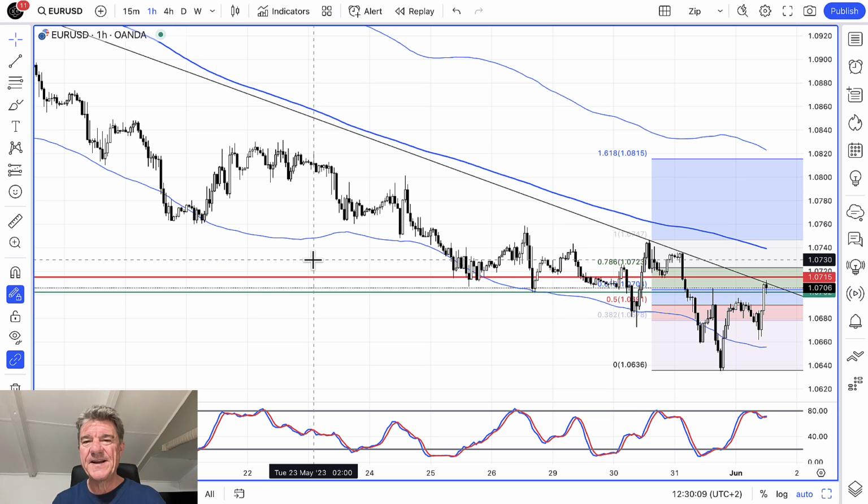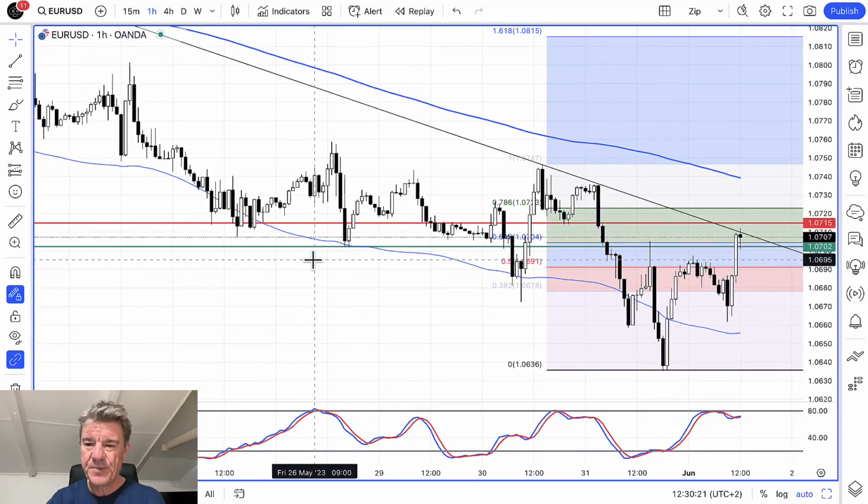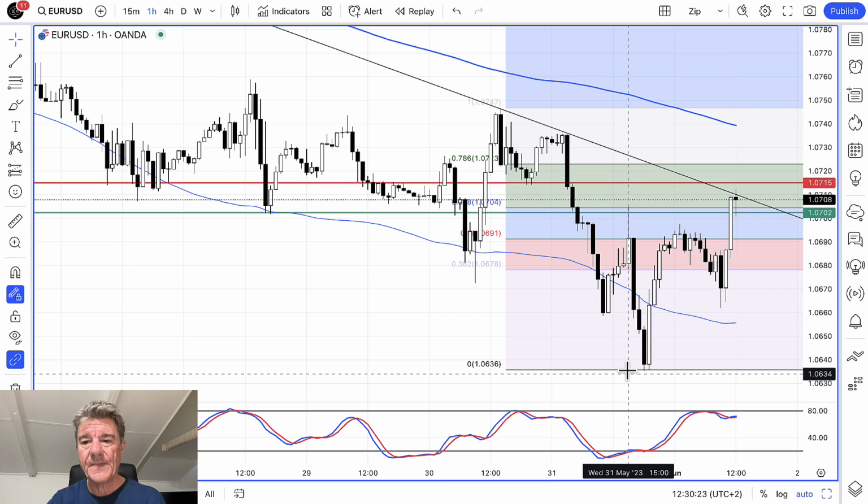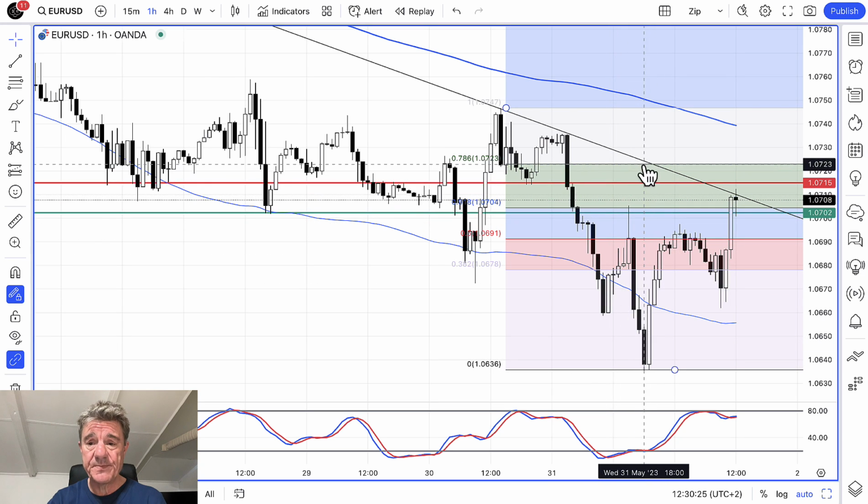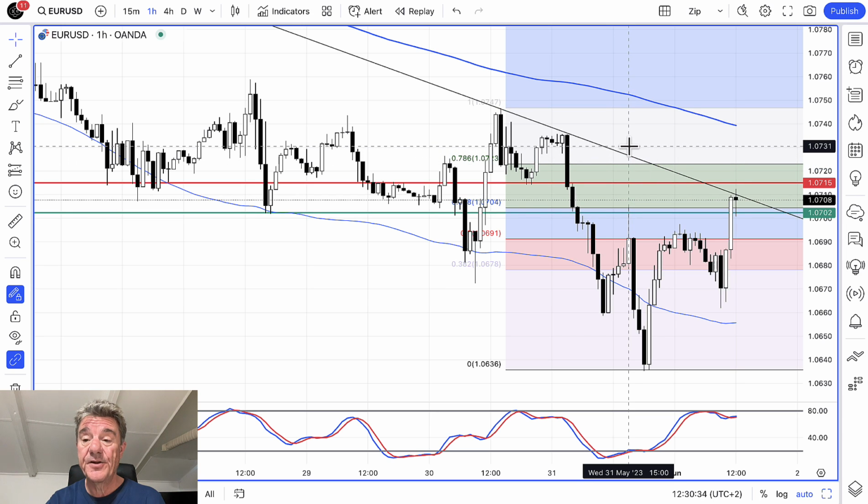And although you might not win the trade, you might not get the right idea, at least it puts everything into perspective, and you can make a judgment on the overall direction of the market. To me, this looks like it's possibly slightly bullish. We'll have to wait and see. We've got a stop loss above this 78.6% fib, and that's at 1.0723. Our stop loss is at 1.0730, somewhere around there. So that's that one.